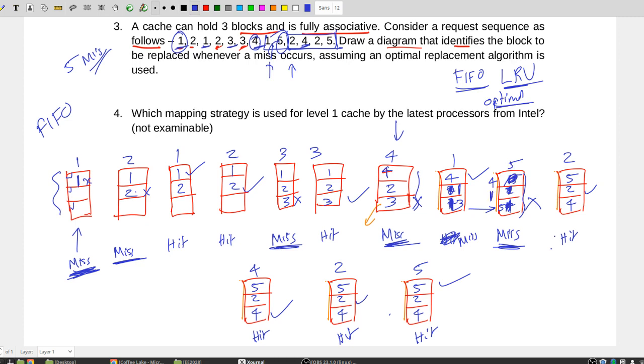And now 2 is requested. This will also be a miss, because the contents are currently 4, 1, 5. So among 4, 1 and 5, which is the oldest? Yeah, 4. So now 2 will replace 4. So 2 comes in here, 1 will be here, 5 here, right? And now 4 is requested, which will also be a miss.